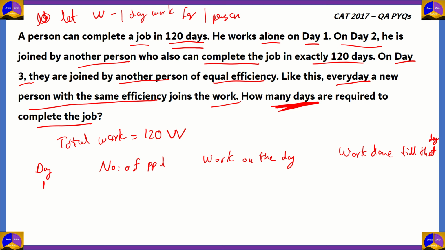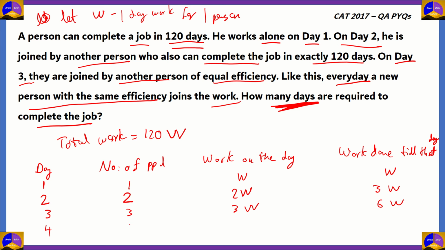Now, on day 1, a person works alone. So that means there's only one person, which means he can do W amount of work, and the total work done would be W. Now, on day 2, we have 2 people. That means 2 times W happens on the particular day. However, there's already work done on the previous day, which is W. So work done till the second day would be W plus 2W, which is 3W. Similarly, if you go for 3 people, 3W work done that day, and the previous work is added together to give you 6W.